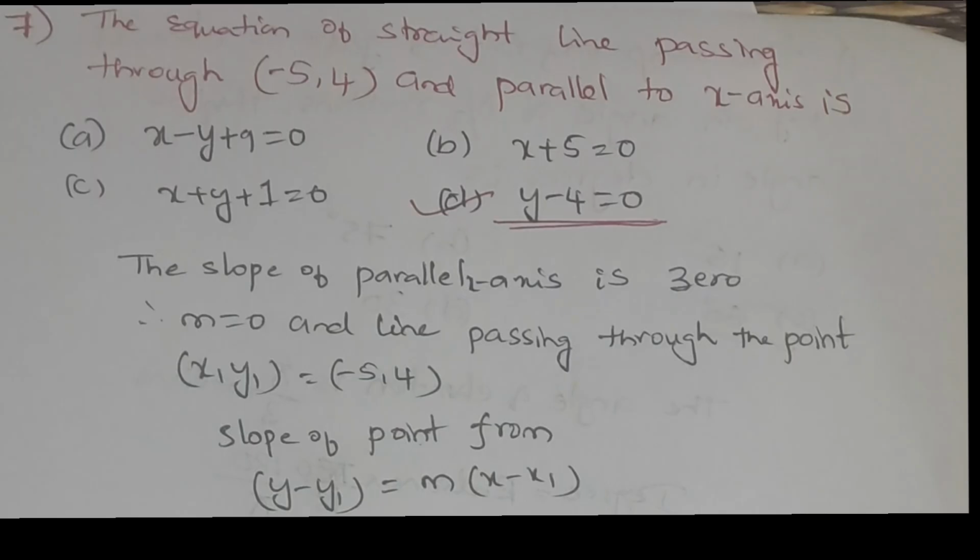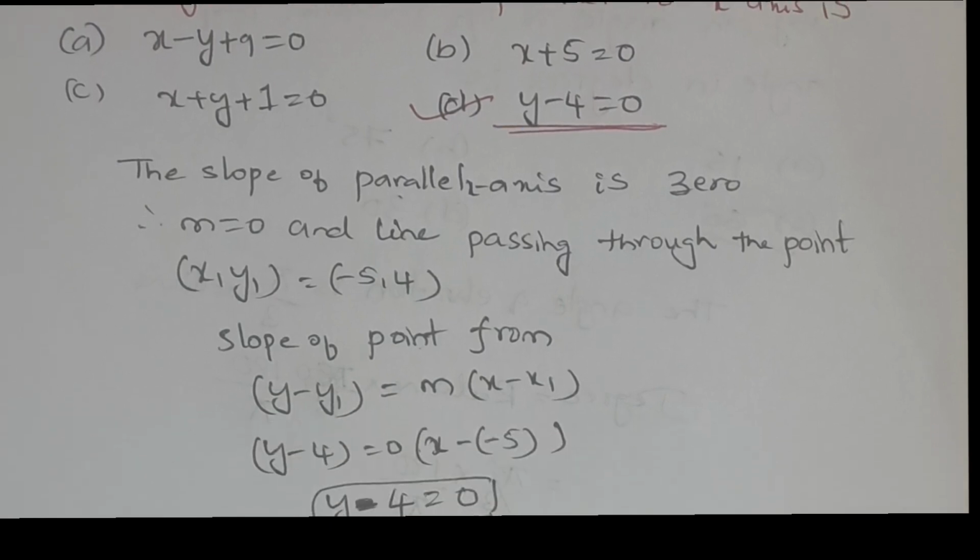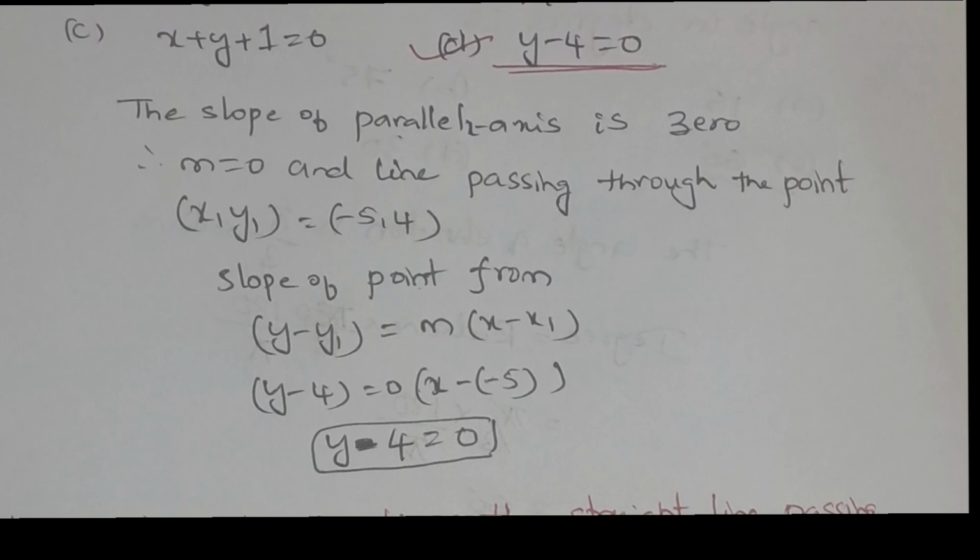The equation of the straight line passing through the point given as minus 5 comma 4 and parallel to the x-axis. It is parallel to the x-axis, we have to find out the equation. So the answer is option D, y minus 4 is equal to 0. We have to find out how you got the answer. So here the slope of a line parallel to the axis is 0. So at that time m is equal to 0.